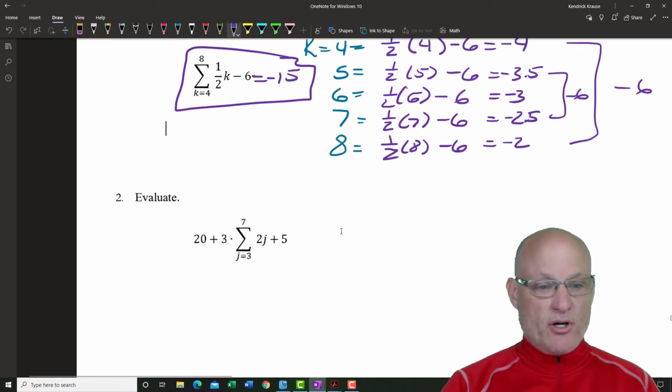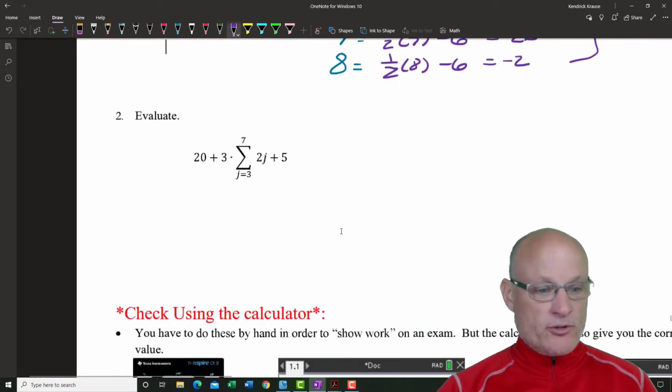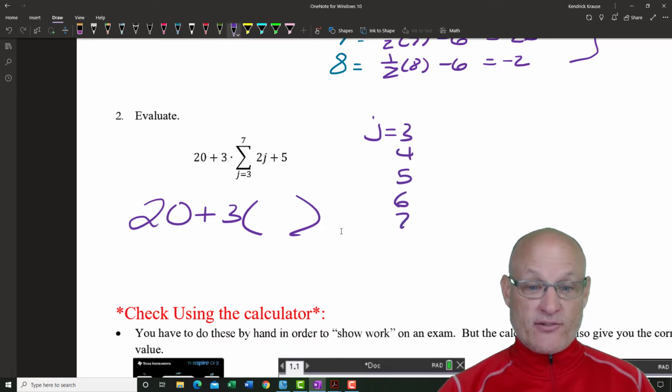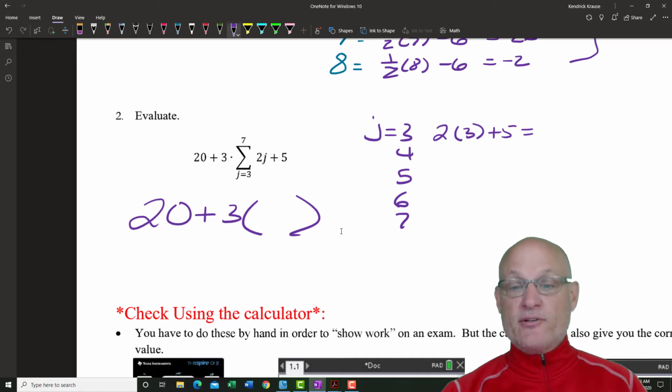All right, let's try another one. This one's a little funky. We're going to do 20 plus 3 times whatever we come up with. Oh, look, another time I used 5 things. I don't know why. 5 is my favorite number, apparently. 3, 4, 5, 6, 7. Kind of annoying. So 2 times 3 plus 5. So that's 6 plus 5 is 11.